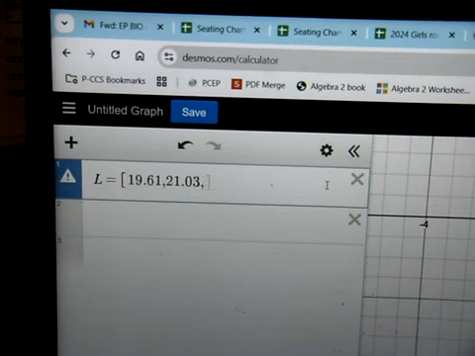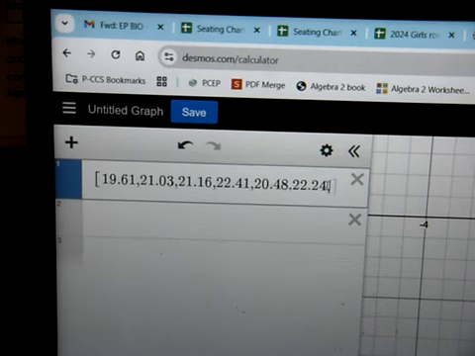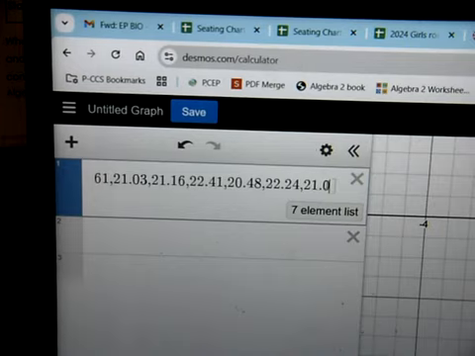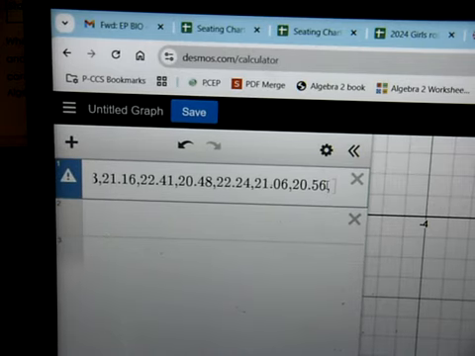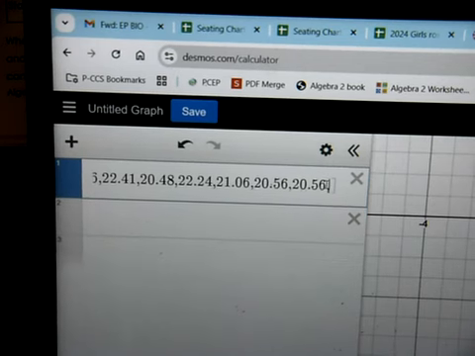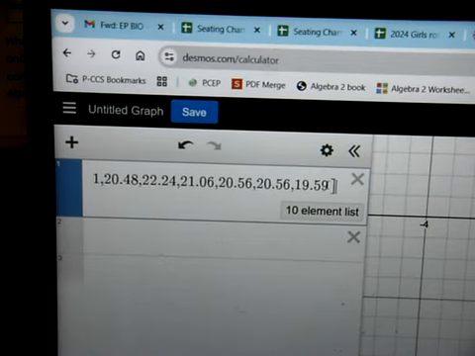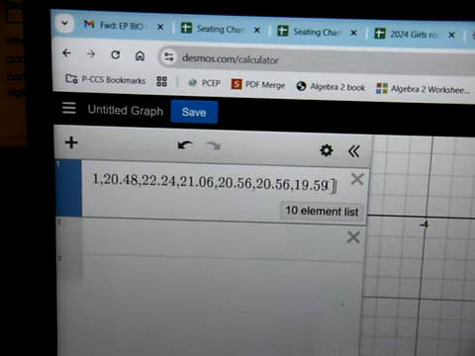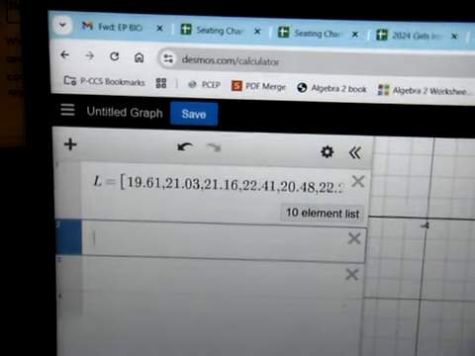You want to be sure that you type them in correctly. That is the most common way to get them wrong. And then you close off the square bracket. I'd suggest to hit enter. And there your data is in there. That's how you put in your list.